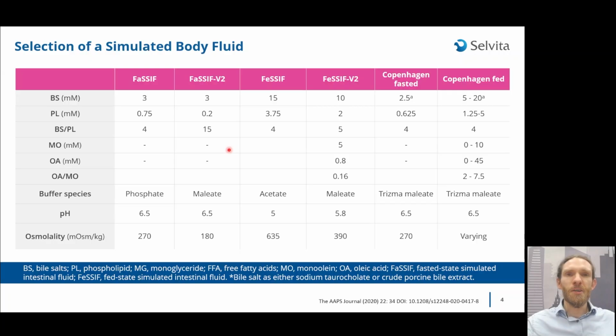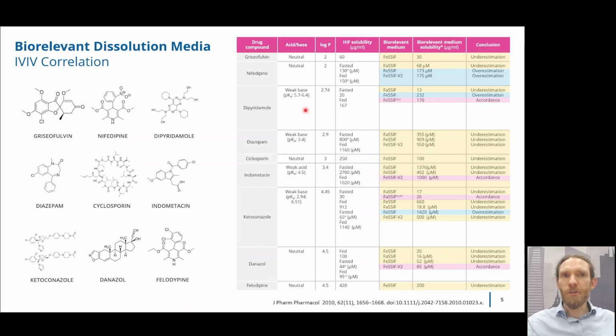During the previous presentation, we introduced different simulated intestinal fluids, both for the fasted and for the fed state. We described how they differed in their pH and concentration and ratio between bile salts and phospholipids. We also described how different compounds, depending on their nature, whether they were neutral, weakly basic, or weakly acidic, behaved in different simulated intestinal fluids.